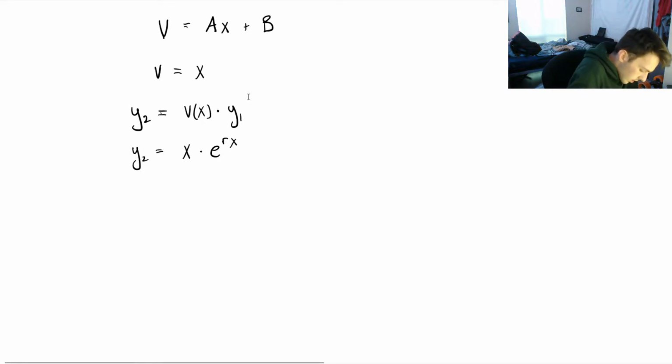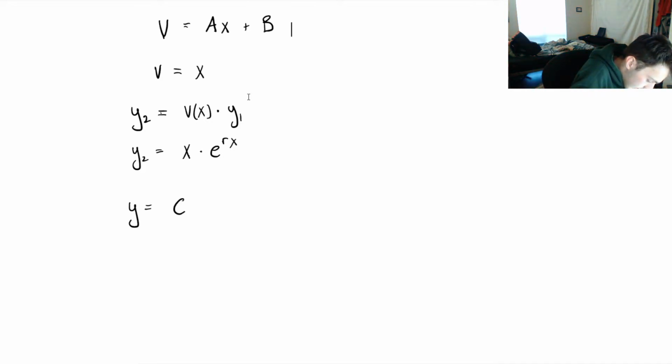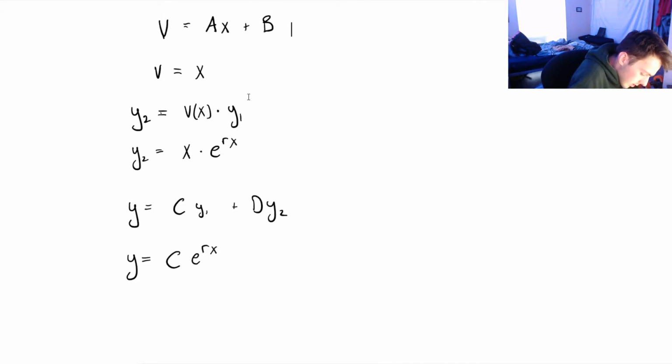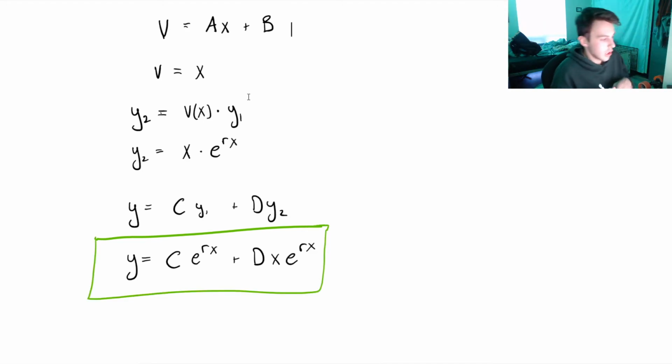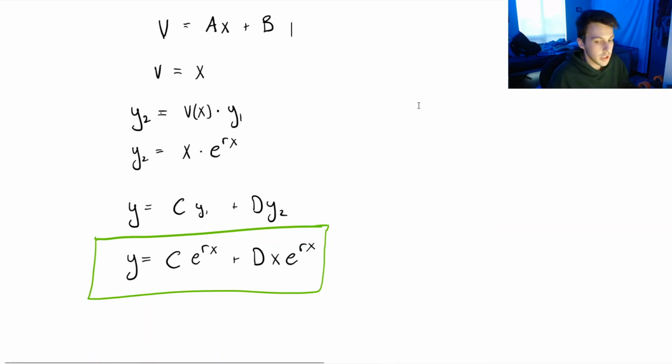So our general form of the solution is going to be y is equal to c y1 plus d y2. So this is going to be y is equal to c times e to the r x plus d times x e to the r x. And this here is what you're going to jump to when you only have one solution and you're using an auxiliary equation to solve your ODE.